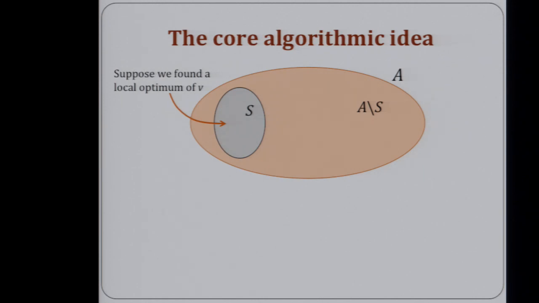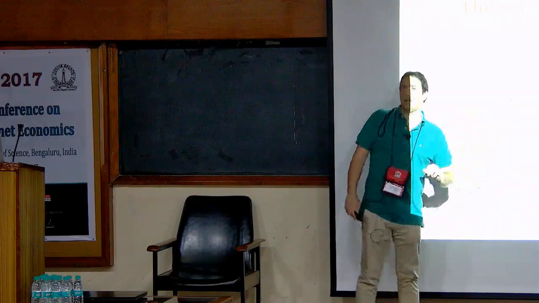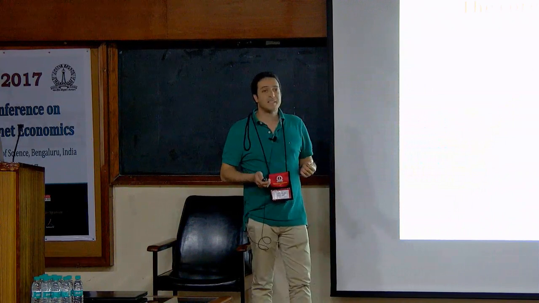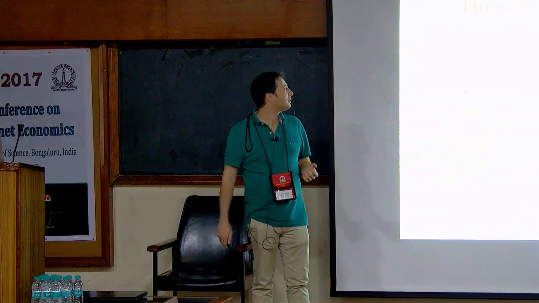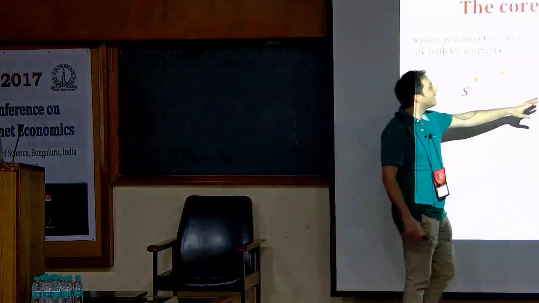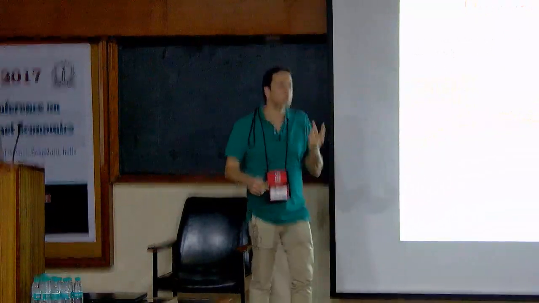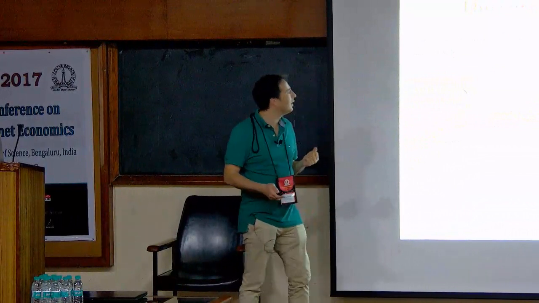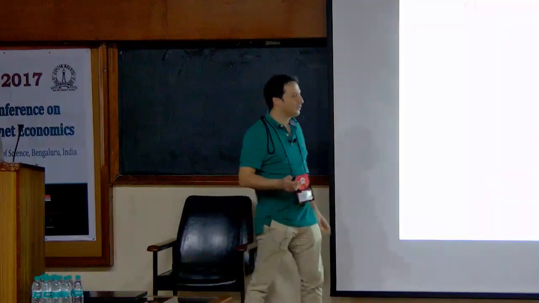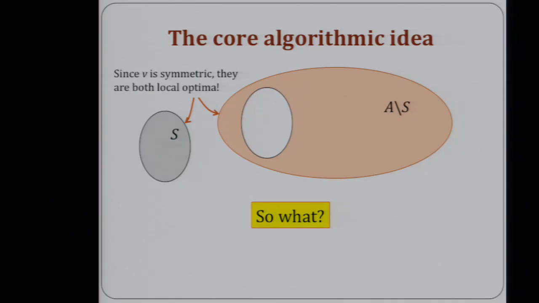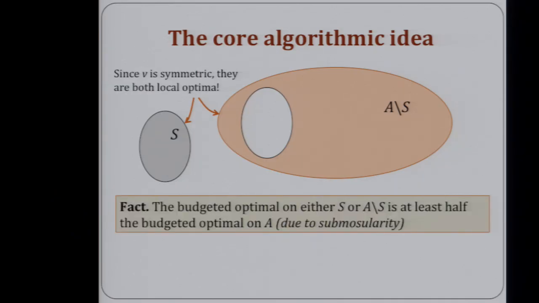Suppose that we manage to find a local optimum. Say S is a local optimum here. Because we are in the context of symmetric submodular functions, that means that A delete S is also a local optimum. So if you find one local optimum, actually you get two of them. Okay, so what? Is this helping in any way? Let's see how it helps.